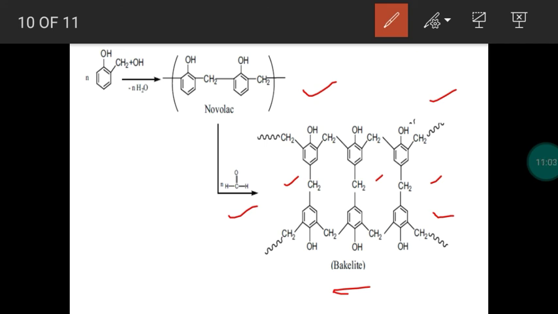So these are some condensation polymers. With this, today's class over. Tomorrow we are going to study remaining condensation polymers and rubbers. Natural and synthetic rubbers can be studied tomorrow.